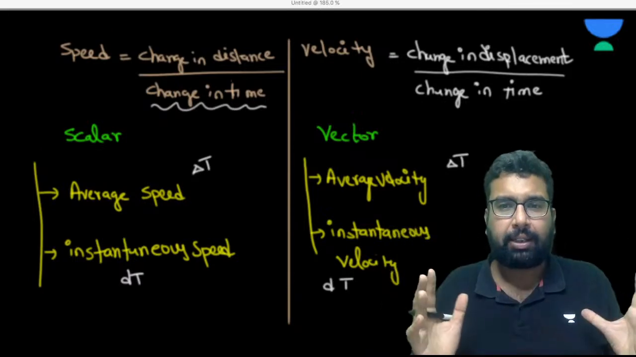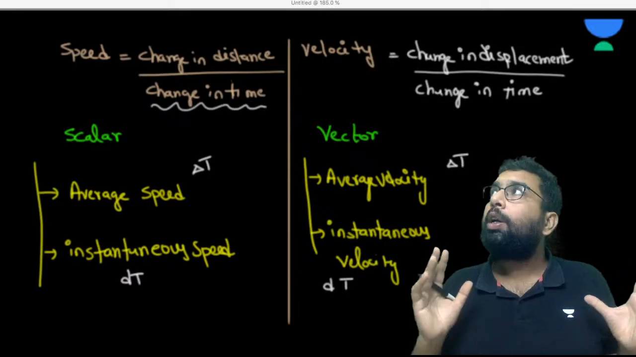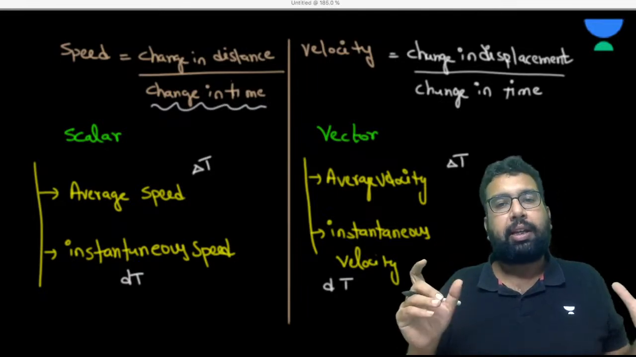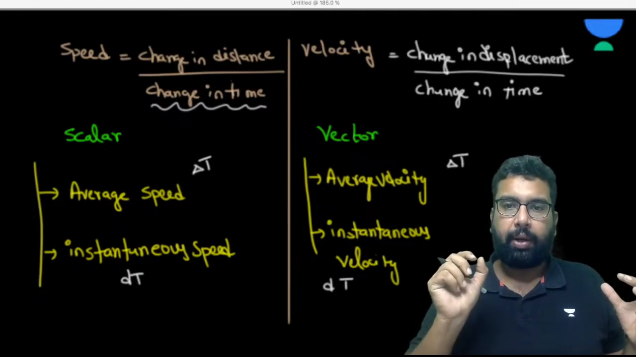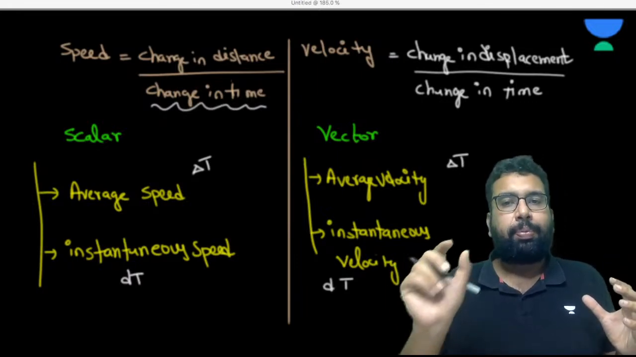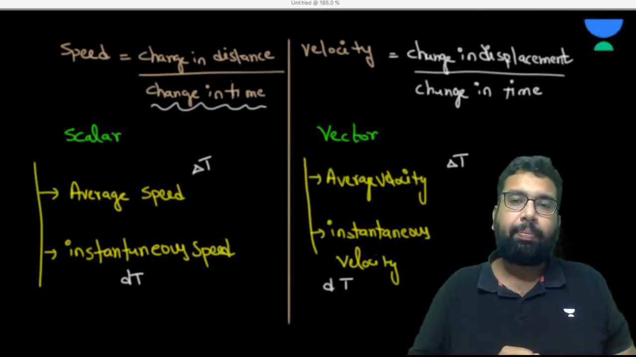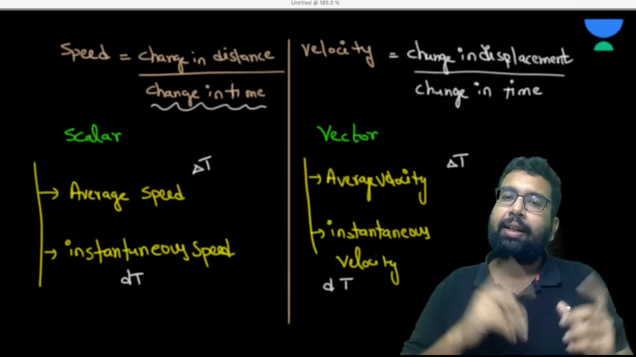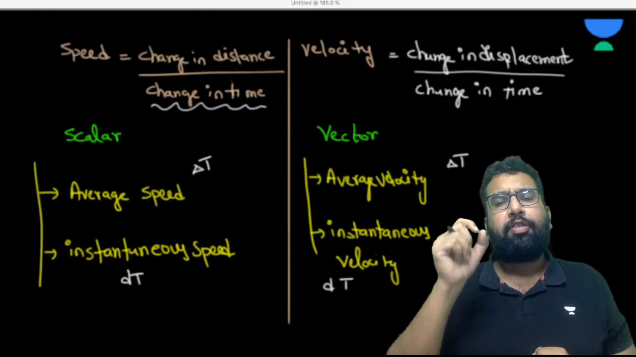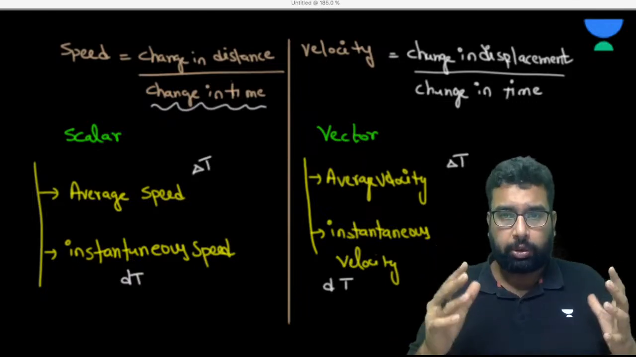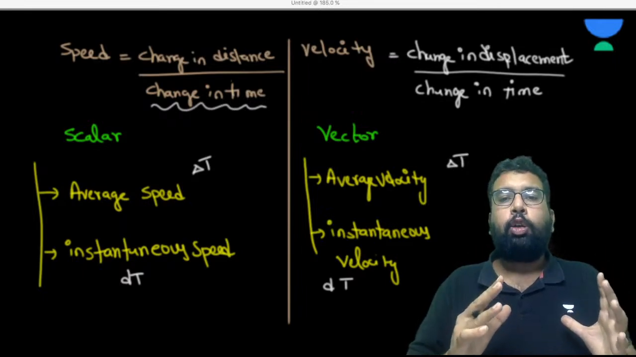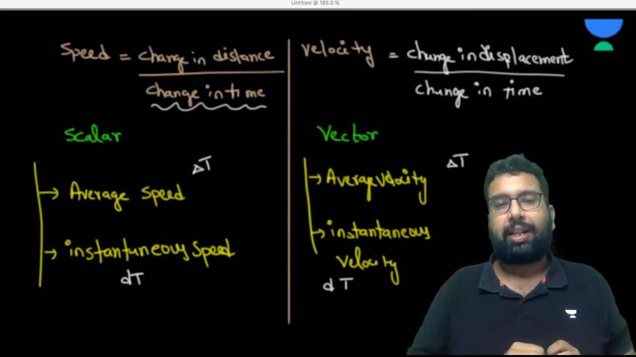To summarize, what is the main difference between the average and the instantaneous term? In average, we are looking at a big enough time difference, seeing the change in distance or displacement over a good, long time. When we say instantaneous speed or instantaneous velocity, we are looking at a very small duration of time, almost an instant of time. So this is the difference: how much time period you are taking.